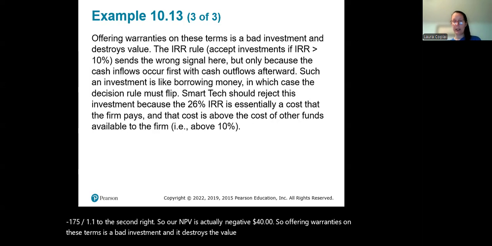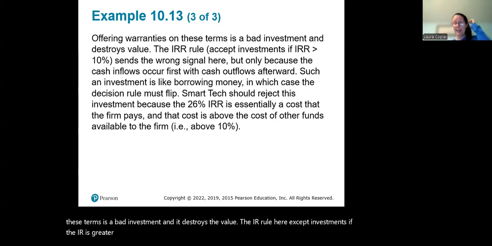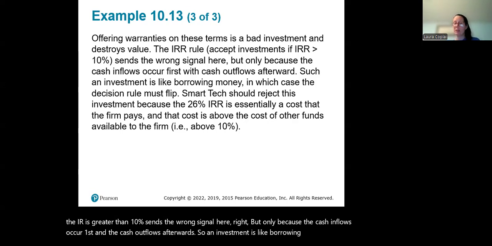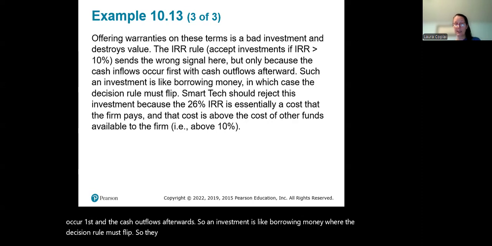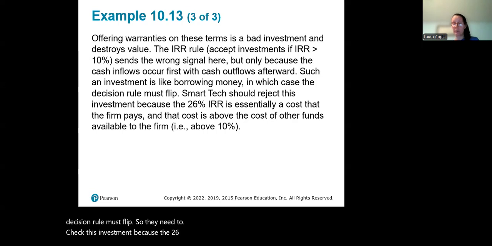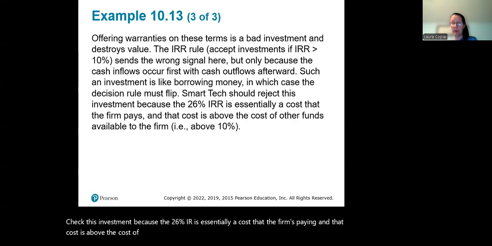The IRR rule here, accept investments if the IRR is greater than 10%, sends the wrong signal, right? But only because the cash inflows occur first and the cash outflows afterwards. So this investment is like borrowing money, where the decision rule must flip. So they need to reject this investment because the 26% IRR is essentially a cost that the firm is paying. And that cost is above the cost of other funds available. It's above that 10%, right?